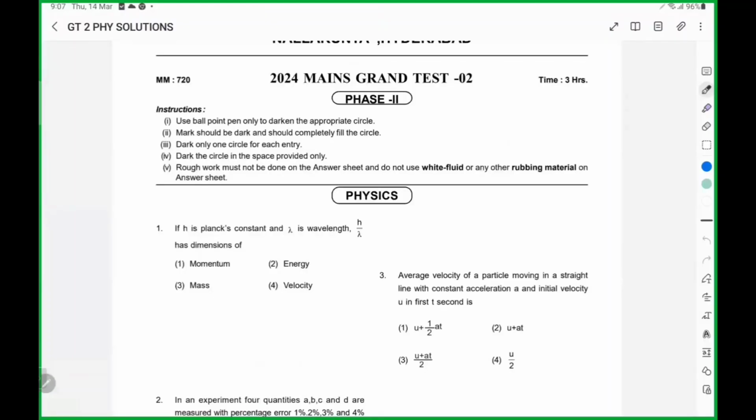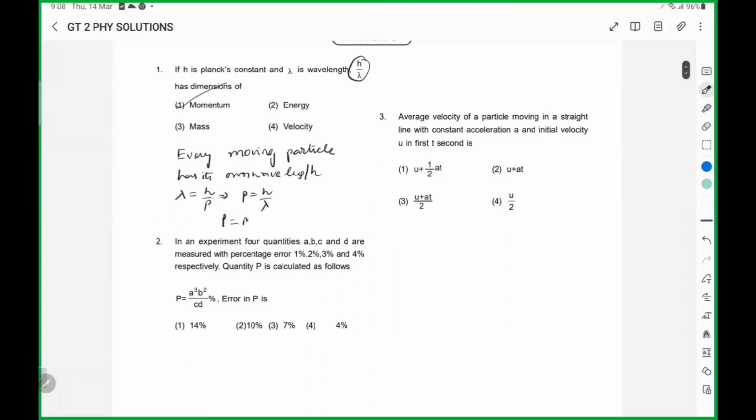behaves like a particle and a wave. According to him, every moving particle will have its own wavelength, and it is defined as lambda is h by p. That is momentum. So h by lambda here represents momentum. The P stands for momentum.